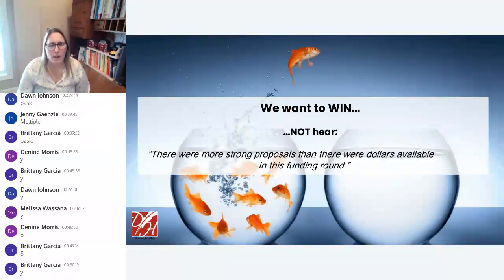And I'm collectively saying this, I don't think any of you want to hear this. There were more strong proposals than there were dollars available this round. Oh, no, thank you. We don't like to hear that. I used to type that when I was a grant maker. What an awful line. True statement, but awful line.